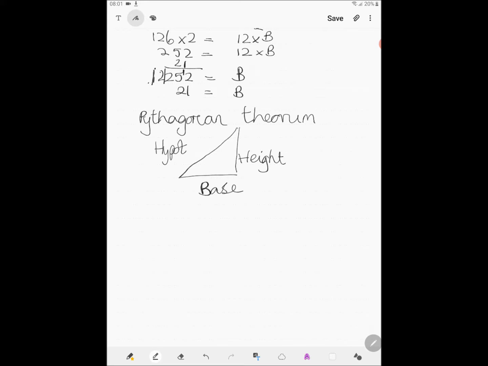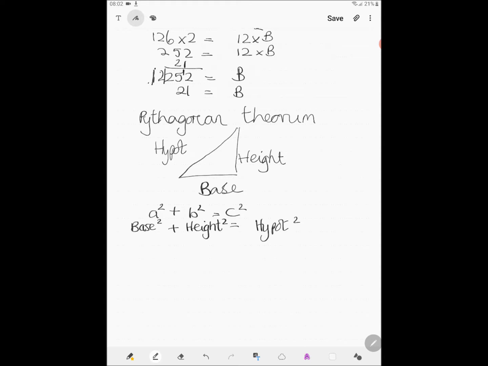Okay, now on both the triangles, we know the height now. We don't know the base on both of them, and we definitely don't know the hypotenuse yet. So that is what we've got to work out now. Pythagorean theorem has a formula to work out the hypotenuse of any shape. So it is a squared plus b squared equals c squared. So I'm going to say the base is a plus the height squared equals my hypotenuse squared.